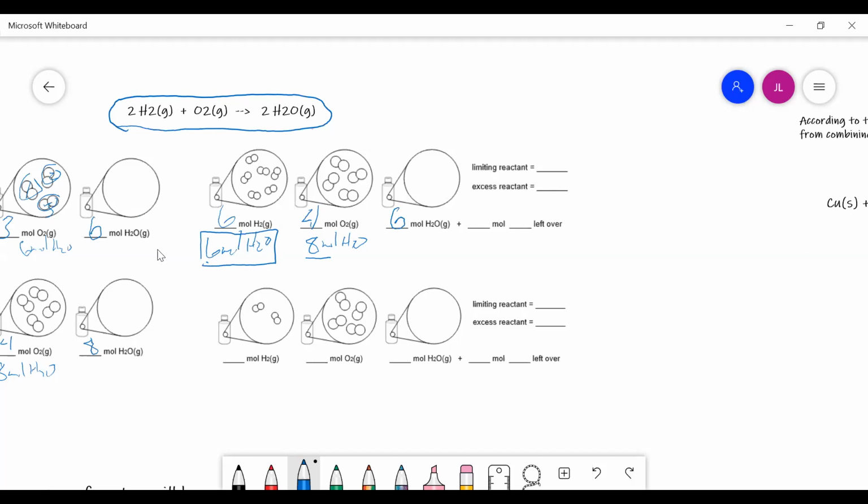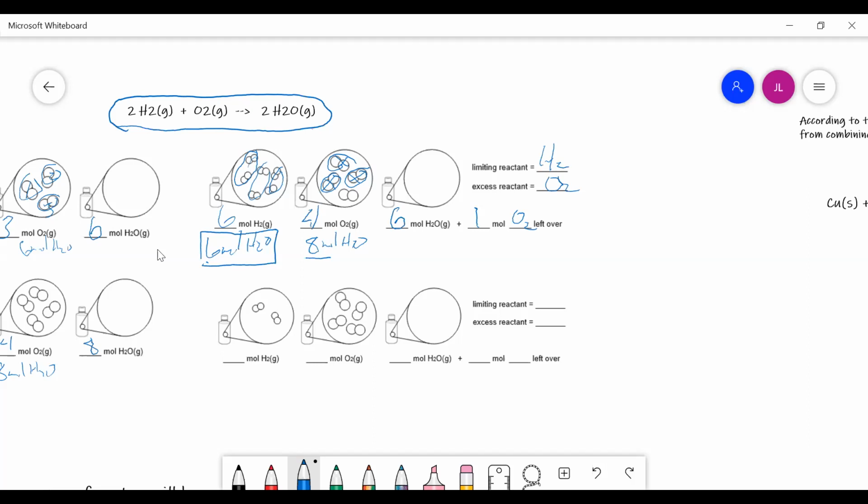If I'm going to do this visually, I'm going to use 1, 2, 1, 2. So every time I use one of these, I'm going to use one of these. Use that one. So I'm left over with 1 mole of oxygen. So our limiting reactant is our H2 and our excess reactant is our O2.